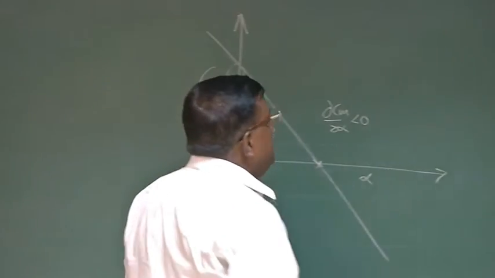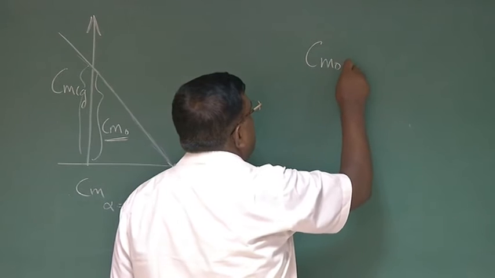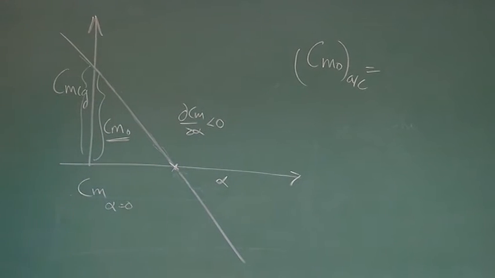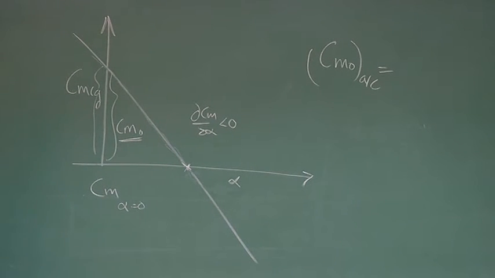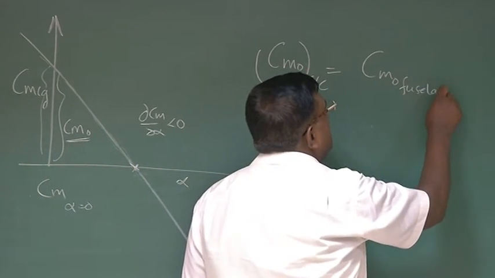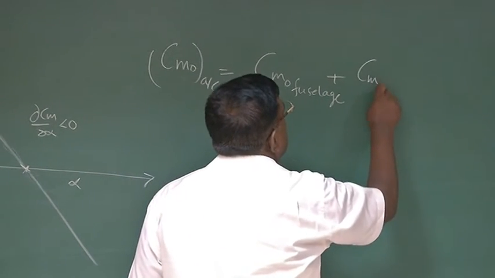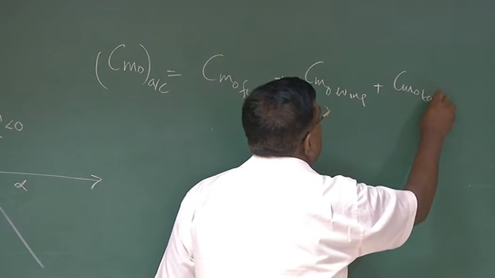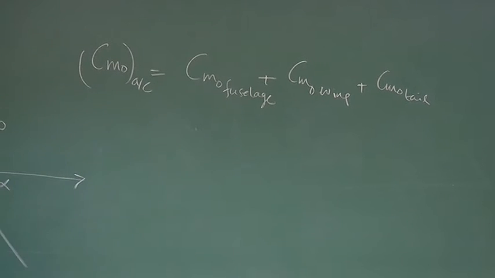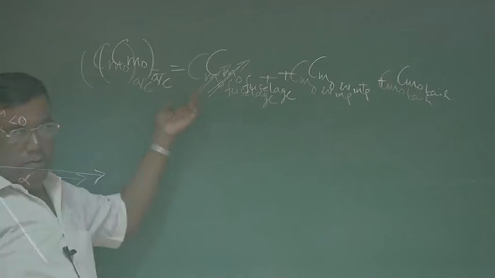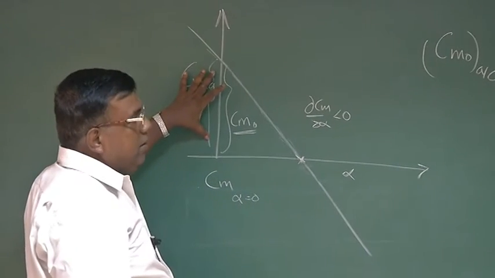Okay, now the question comes, if I need Cm naught of the aircraft to be some value, then who will contribute towards this Cm naught? Naturally, I know Cm naught because of fuselage, Cm naught because of wing, and Cm naught because of tail. They are the three contributors. Of course, in a relative sense, we can say this is negligible compared to the other two. That doesn't mean it is 0. So that is this Cm naught, Cm at alpha 0.